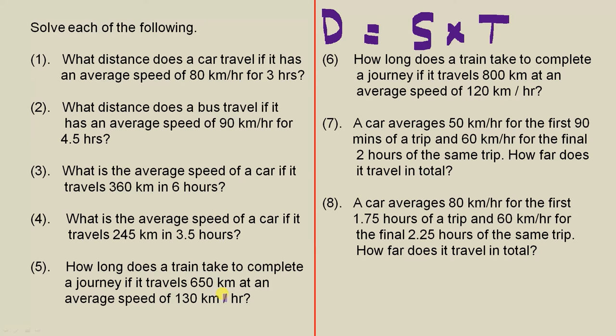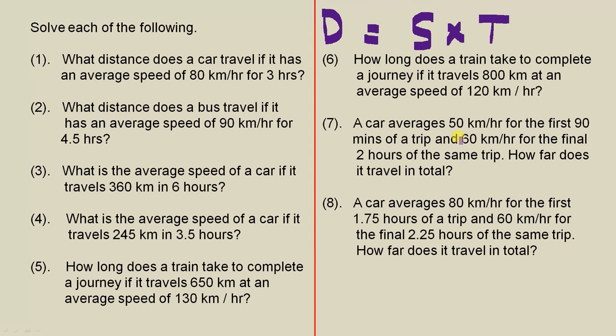For this one here, we have to find the time. So we are given the distance of 650 kilometers. And we're given the speed. So we can find the time because we're given D and S, and this is exactly the same. We're given D and S in number 6, and we have to find the time.